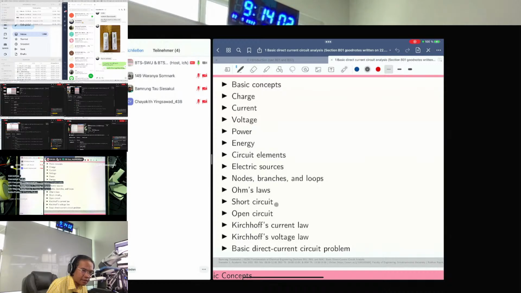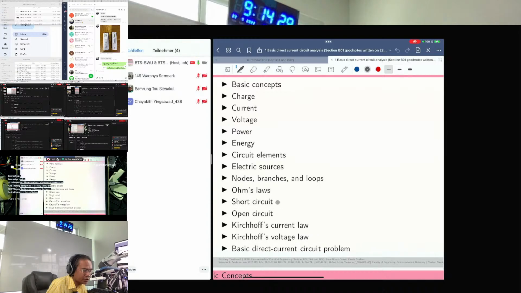Once you know the basic tool, Ohm's law, I think in the fifth chapter, which will deal with electric power, in that chapter we will consider the maximum average power, and in that analysis we need to know short circuit.